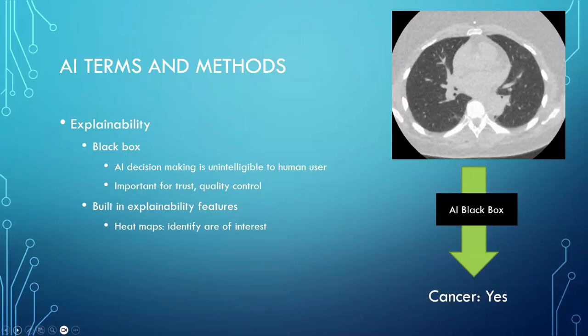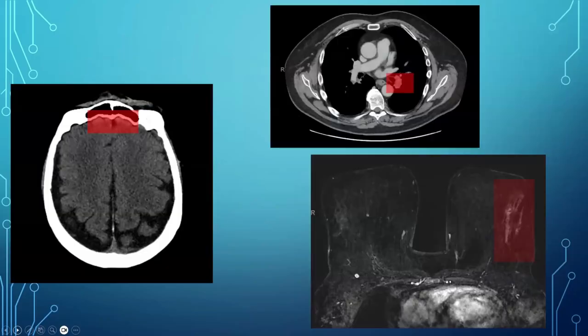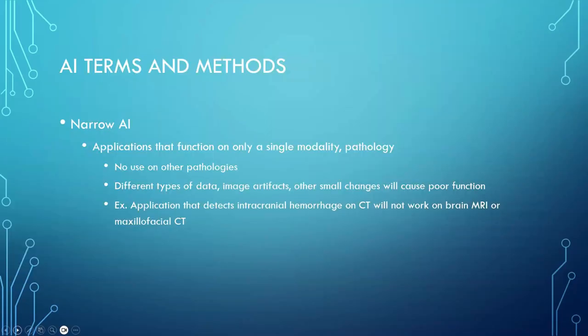So some of the common explainability features that we see are heat maps, which highlight the area of interest. And there are some other methods as well, but that's probably one of the most common ones. And this is an example of what this can look like. So for an intracranial hemorrhage application, this would be a heat map showing a focal area of increased density in the head CT. For a pulmonary embolus application, this would be showing you a suspected pulmonary embolus in the left lung. And then you have one for non-mass enhancement in a breast MRI.